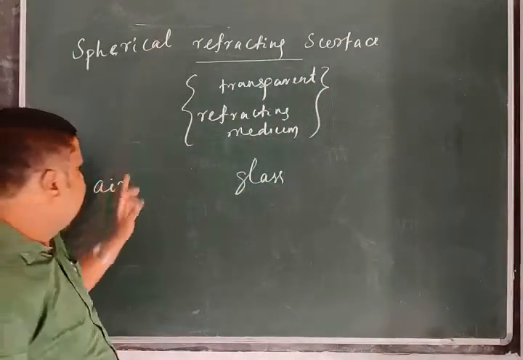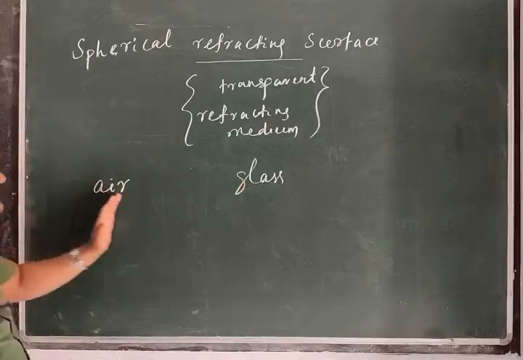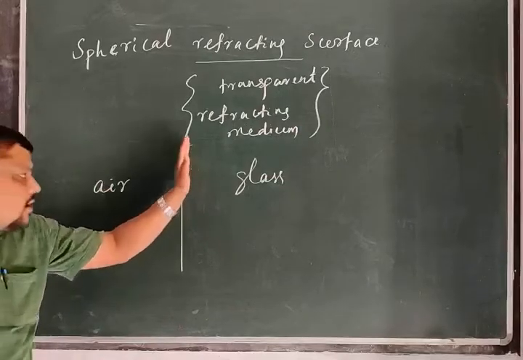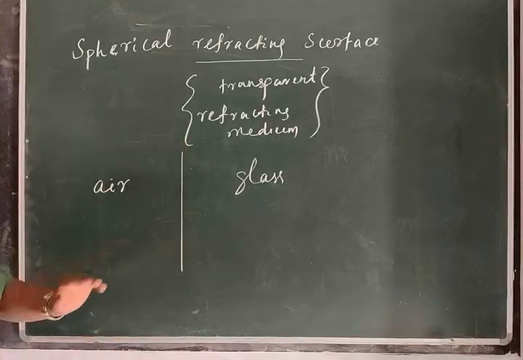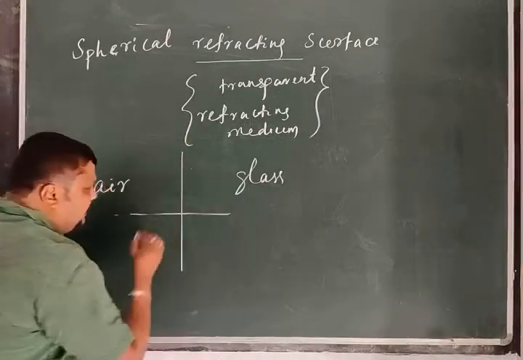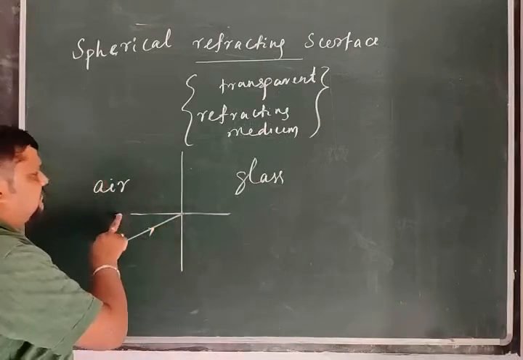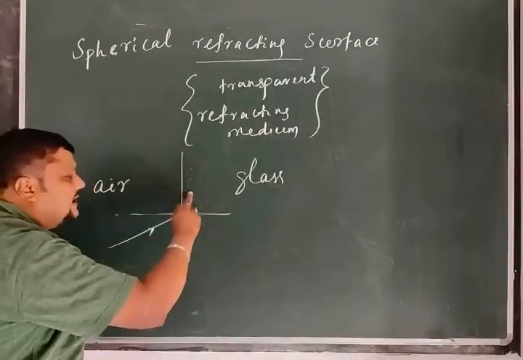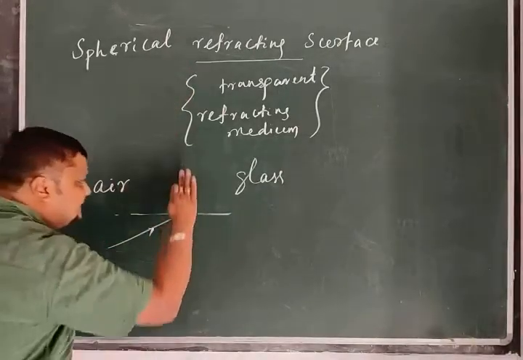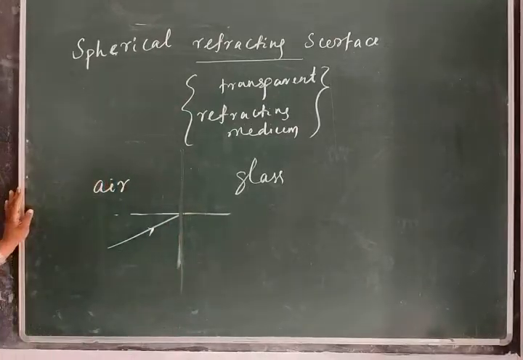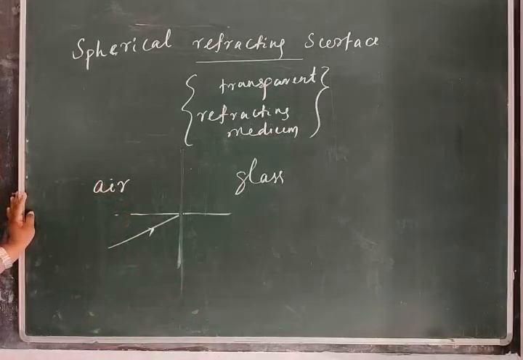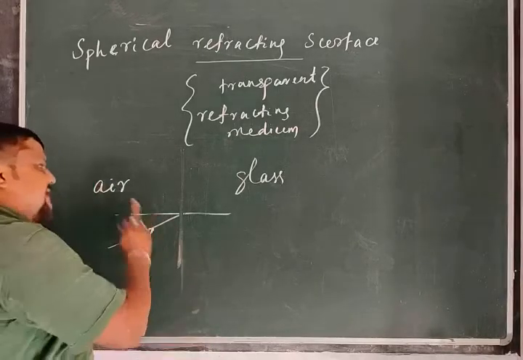For refraction to occur, there are two media separated by a boundary. If the boundary or interface of the two media is plane, then you already know how refraction occurs: you draw a normal, and if the incident ray enters from rarer to denser, it bends toward the normal. But here it is a spherical refracting surface, so it is not a plane surface. Spherical means it may be convex or concave.